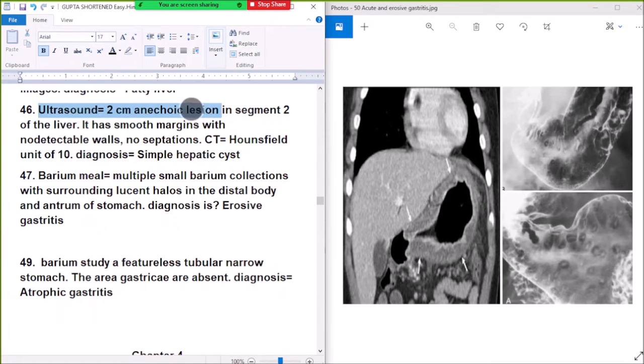Ultrasound shows a 2 cm anechoic lesion in segment 2 of the liver. It has smooth margins with no detectable walls and no septations. CT shows about 10 HU. So attenuation of about 10 HU shows a cyst. So the diagnosis is simple hepatic cyst.